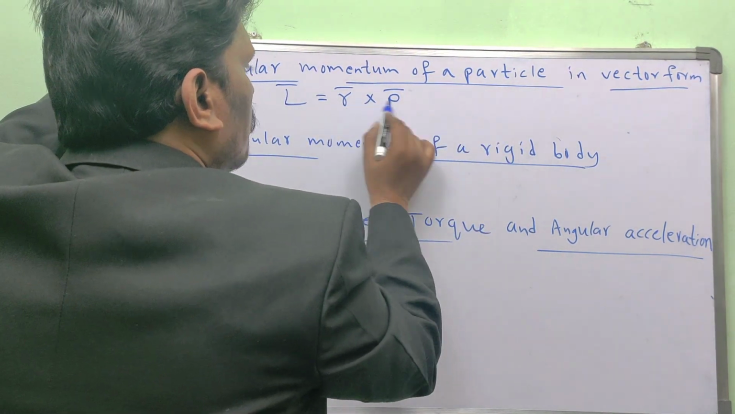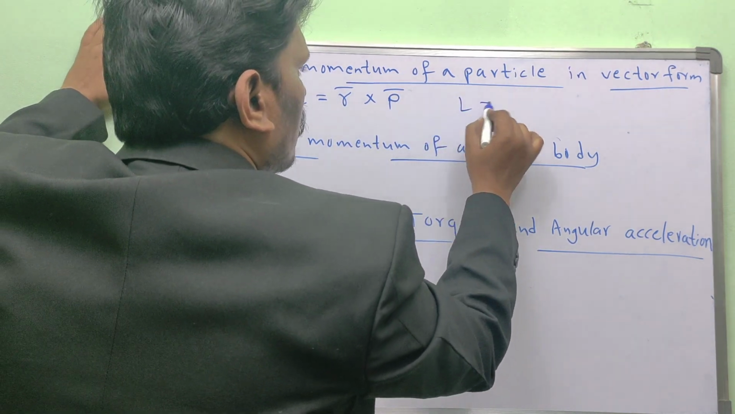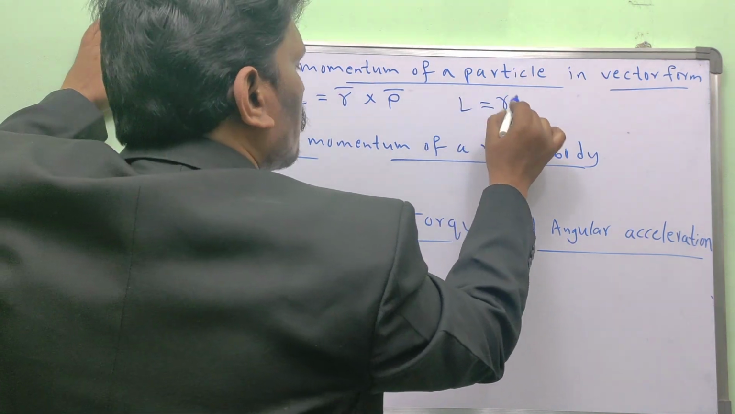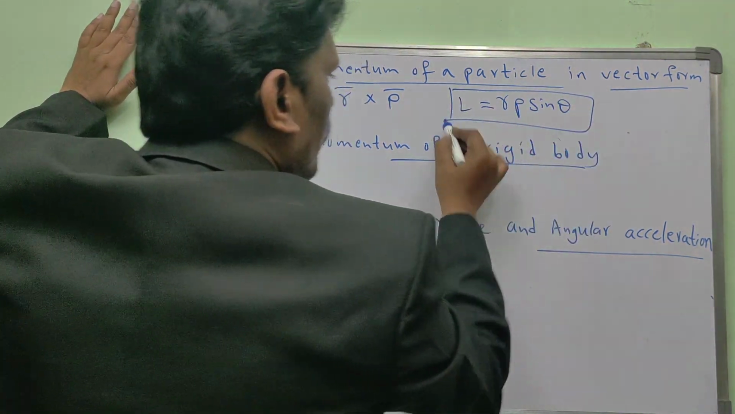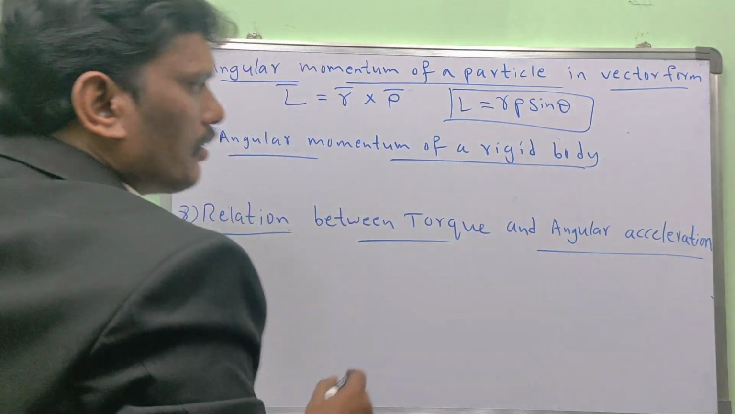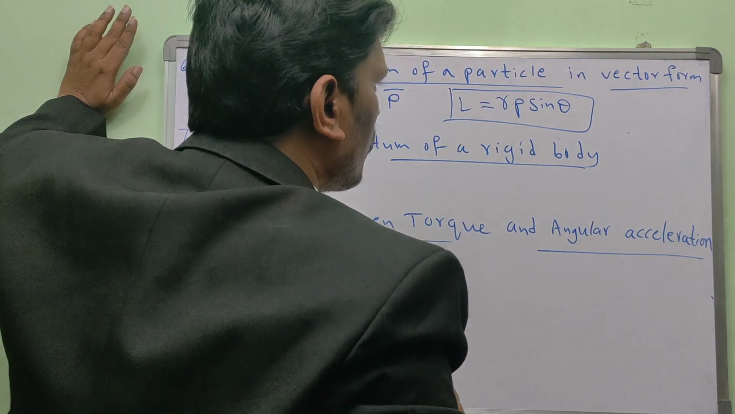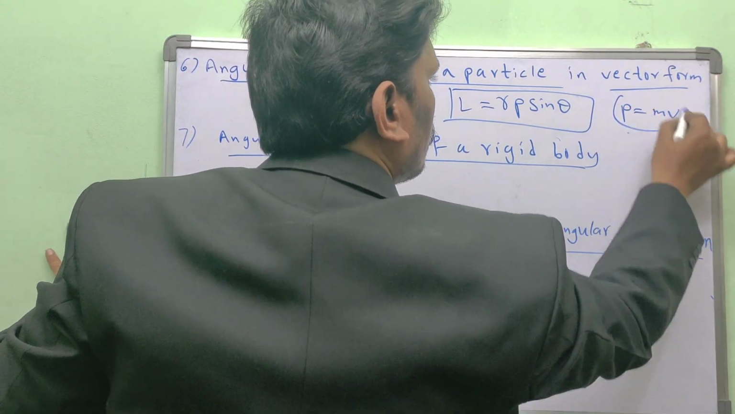Here, the angle between R bar and P bar is theta. To calculate the magnitude of angular momentum, L equals R P sin theta. This is the magnitude of the angular momentum, where theta is the angle between R and P, distance and linear momentum. P means linear momentum, mass into velocity.